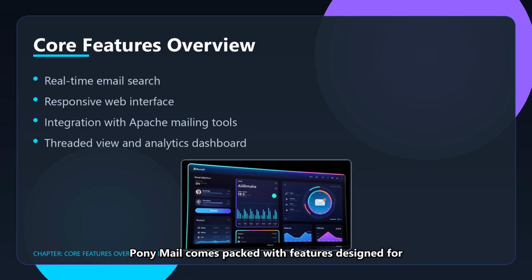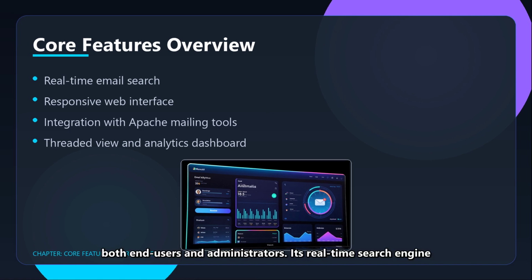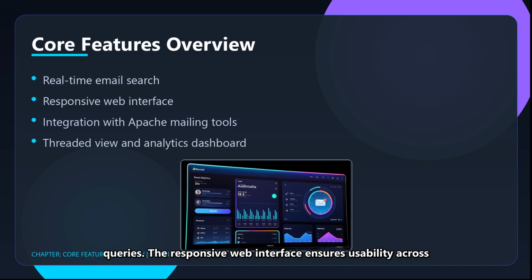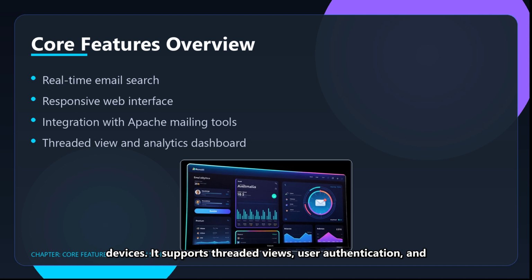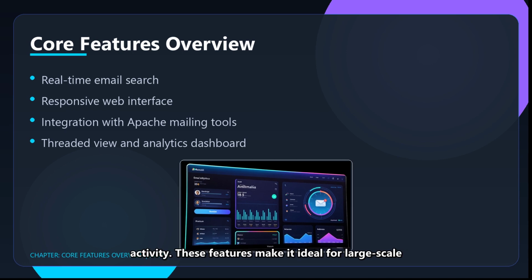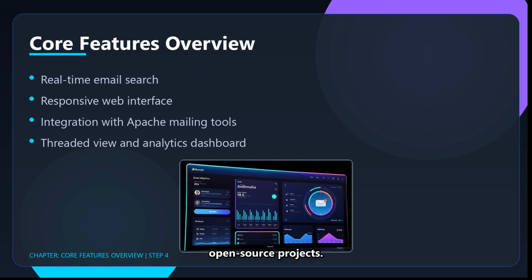Pony Mail comes packed with features designed for both end users and administrators. Its real-time search engine is powered by Elasticsearch, enabling fast and intelligent queries. The responsive web interface ensures usability across devices. It supports threaded views, user authentication, and offers an analytics dashboard to visualize mailing list activity. These features make it ideal for large-scale open-source projects.